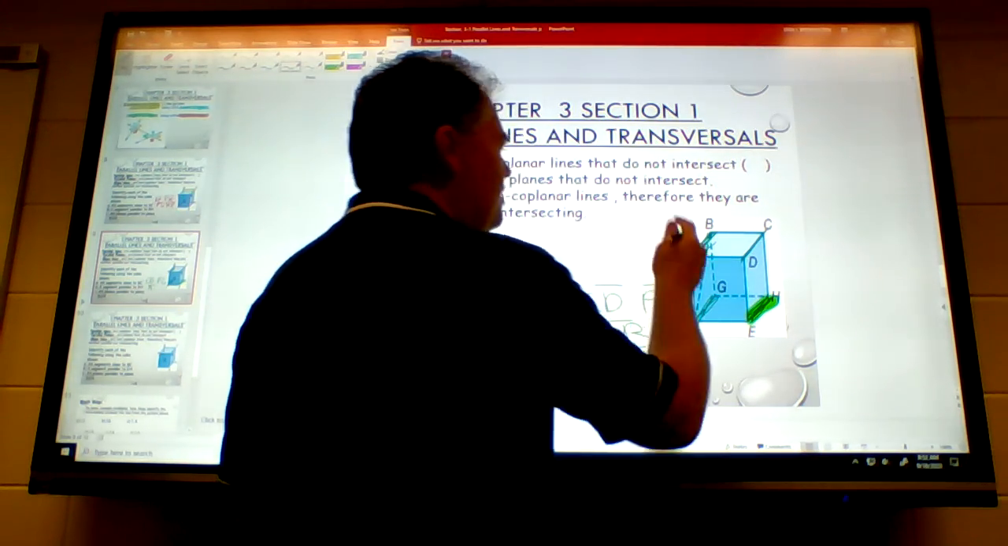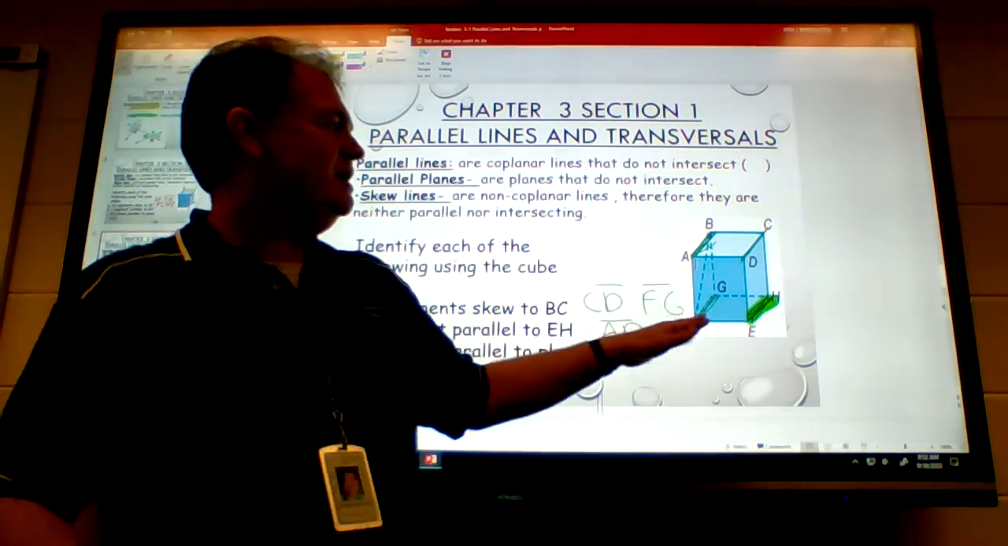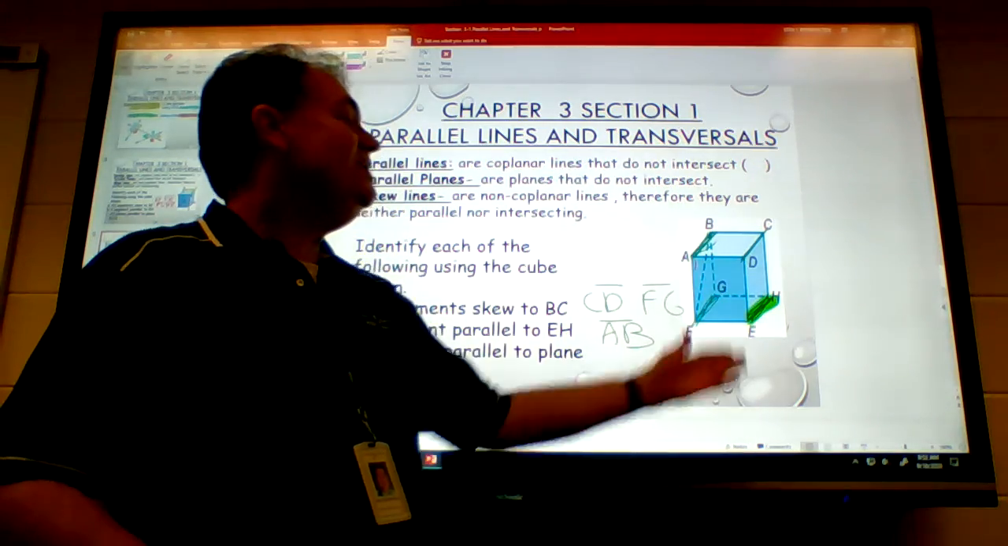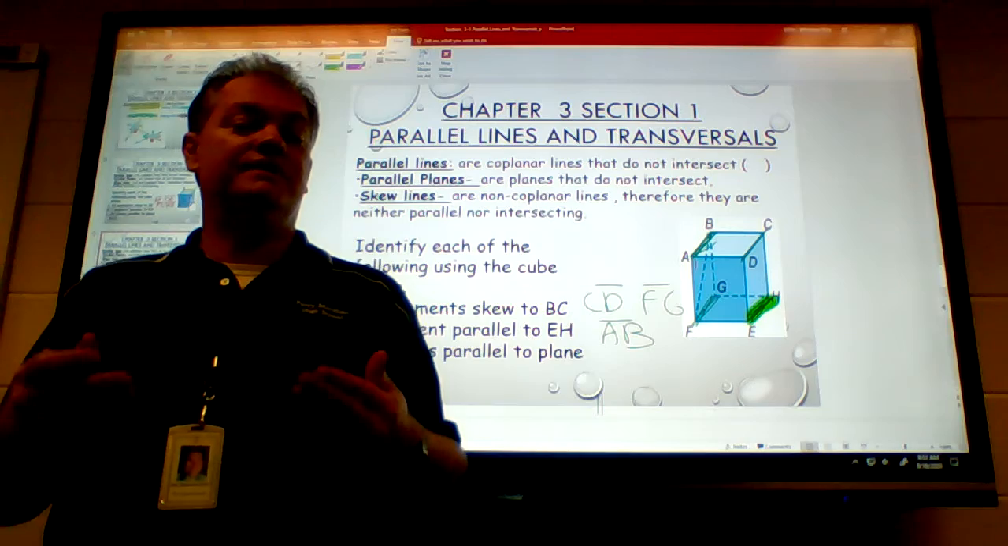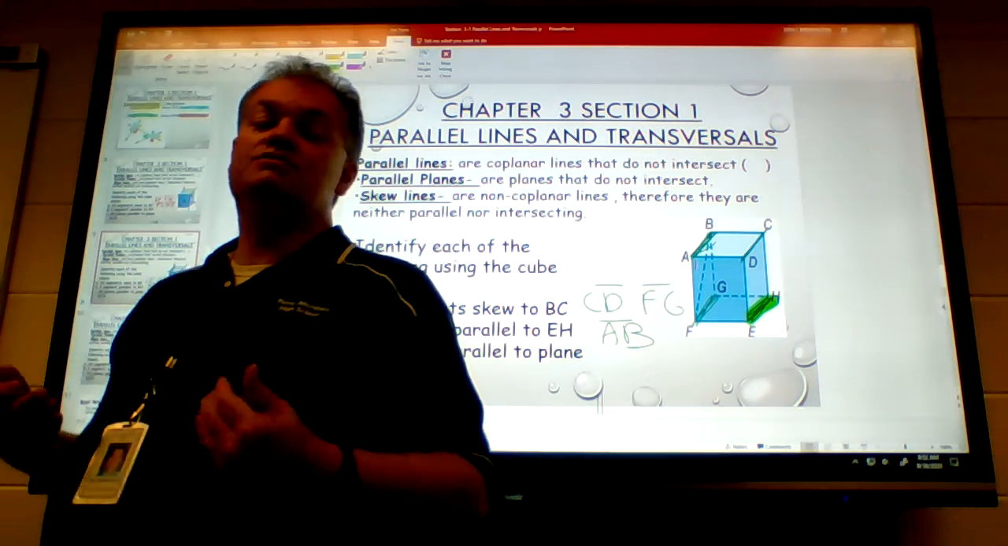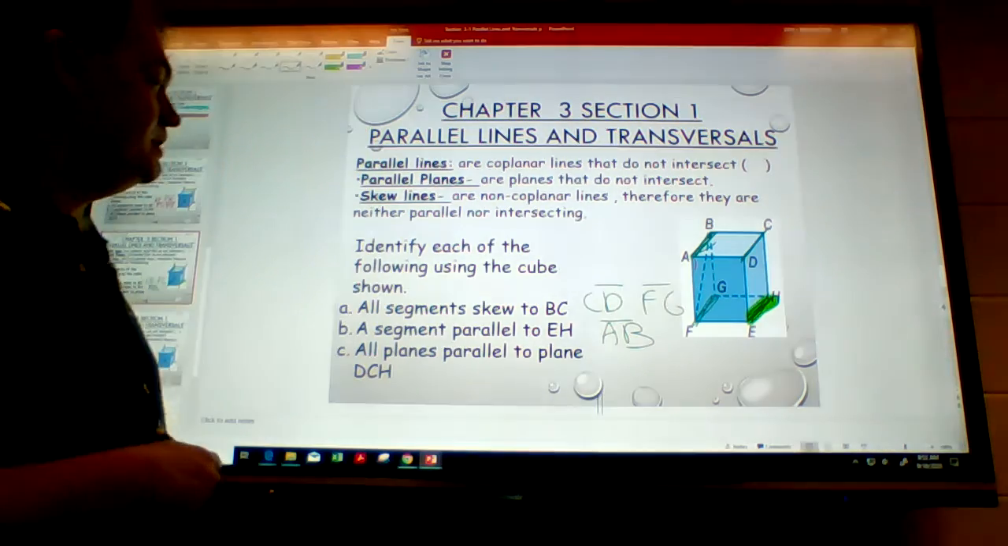Now, how can it be parallel? It's not in the flat plane, nor is it in the horizontal plane, but there is a diagonal plane that runs through that. So therefore, AB does work. So it does work.